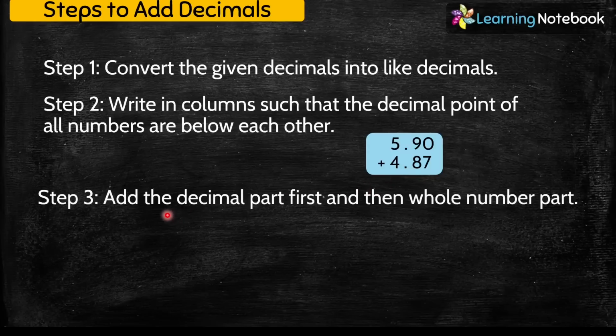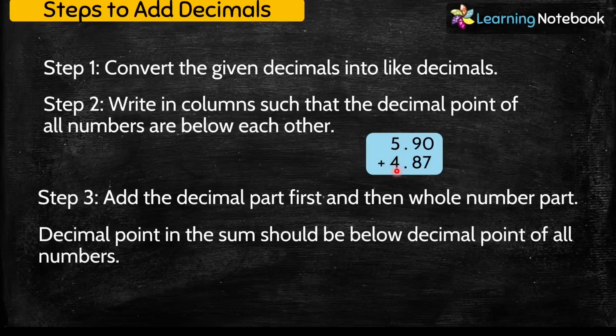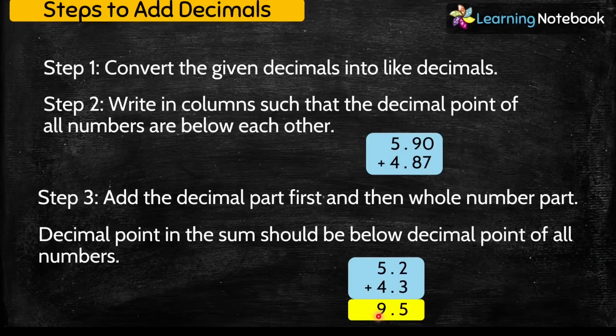In step 3, we will add the decimal part first and then the whole number part. Students, you have to make sure that the decimal point in the sum, that is in the answer, should be below the decimal point of all the numbers, as you can see in this example. Now let's use these 3 steps to add the given decimal numbers.